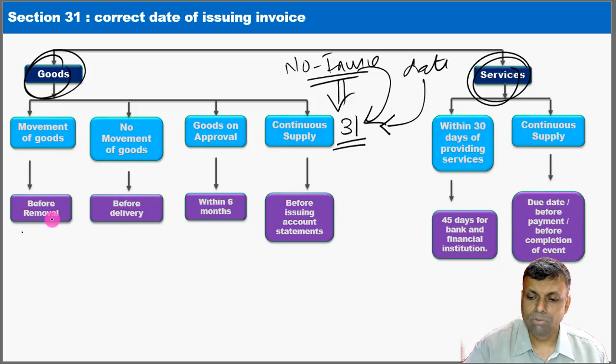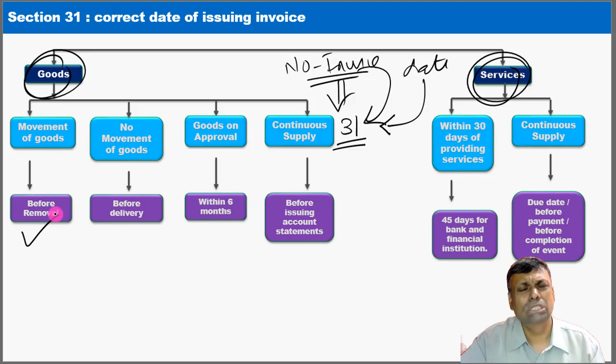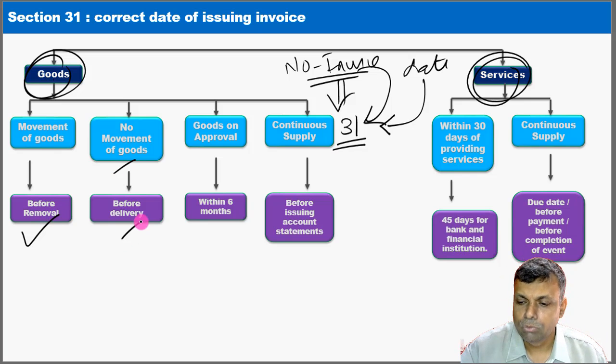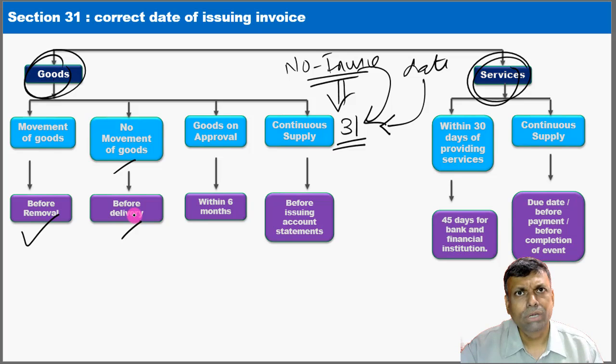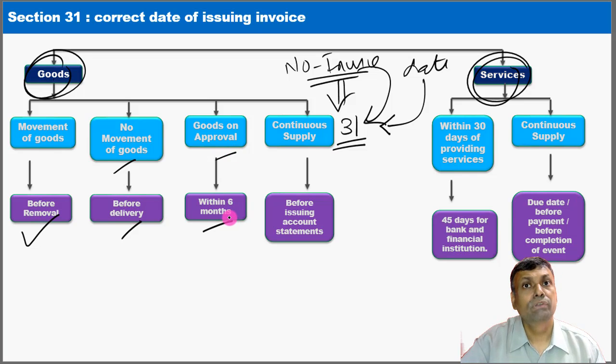Now, if there is any movement of goods, before the removal of the goods, a very logical date. For example, if you are removing goods from the factory, before the removal you should have issued that particular invoice. If you have not issued the invoice, then the date of the removal will be regarded as the relevant date. Where there is no movement of goods, before delivery you should have issued the invoice. In other words, the delivery date will be the relevant date. That we understand. Goods on approval basis: if you are sending goods on approval, within 6 months of sending the goods you have to issue the invoice. If you're not issuing it, then at the end of the 6 months, straight away it will be regarded as your relevant date for this particular purpose.